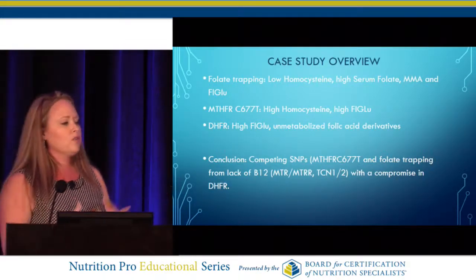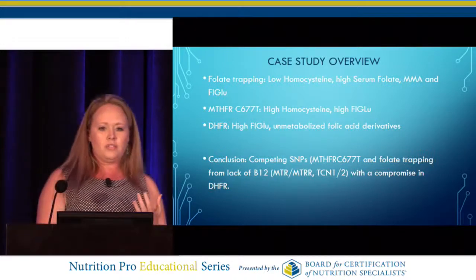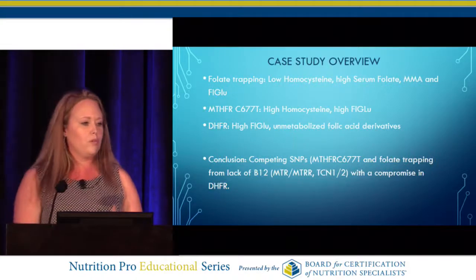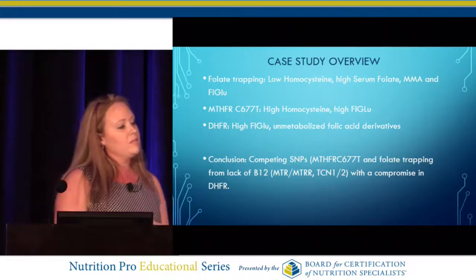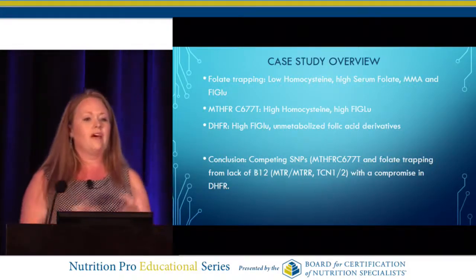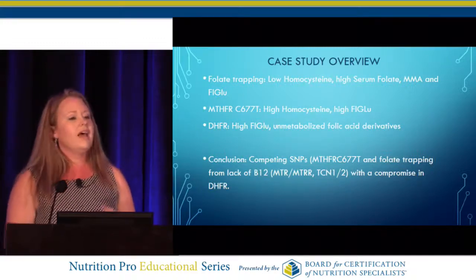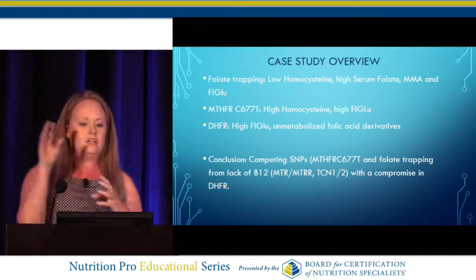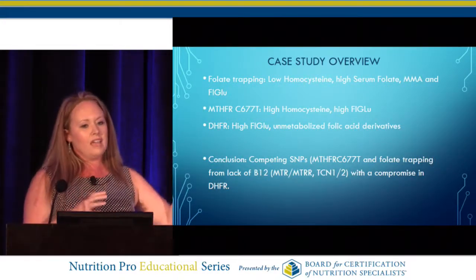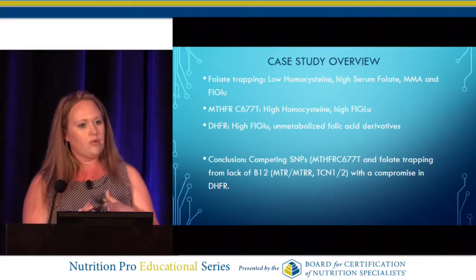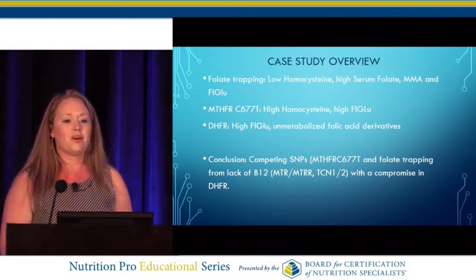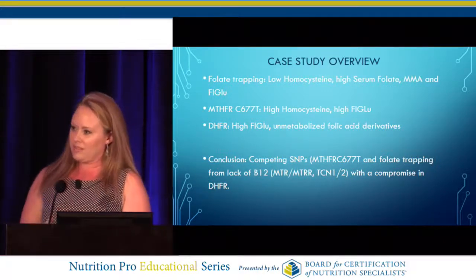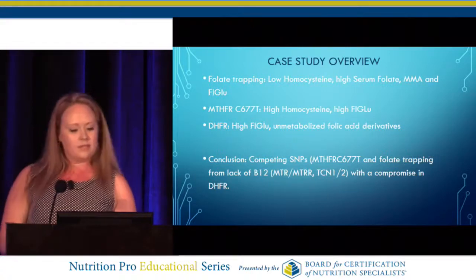So in summation, if you're folate trapping, you're going to have low homocysteine, high serum folate, high methylmalonic acid, and high formiminoglutamate. If you have MTHFR C677T, you're going to have high levels of homocysteine and high levels of FIGLU. Because remember, 5-methylfolate gets converted into tetrahydrofolate, but 5,10-methylene tetrahydrofolate through MTHFR is what creates 5-methylfolate to begin with. So if we have a limitation in MTHFR, we're going to have a limitation in our folates.